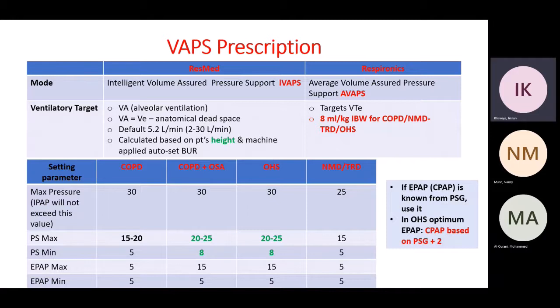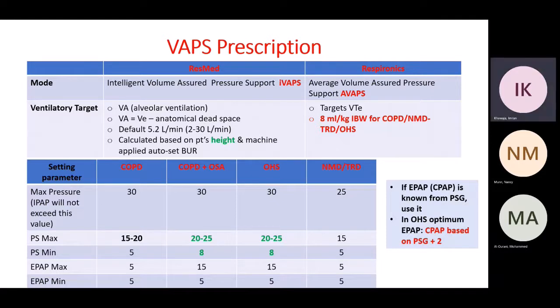So you set it up for the patient, which for most of the problems, the sleep-related hypoventilation disorders like COPD, muscle weakness, chest wall deformity, or obesity hypoventilation, is going to be 8 ml per kg ideal body weight. Okay.